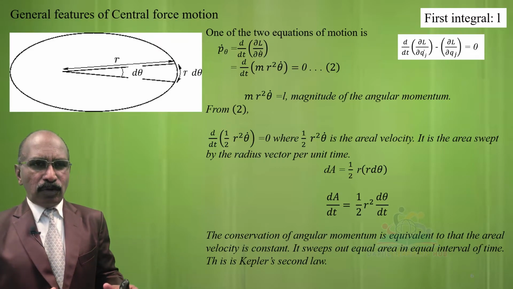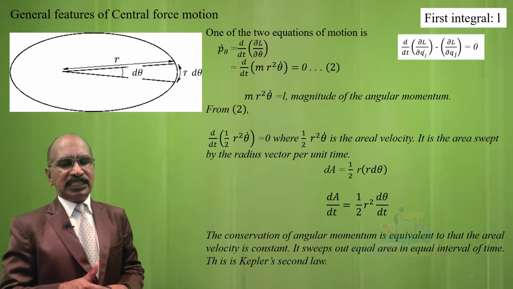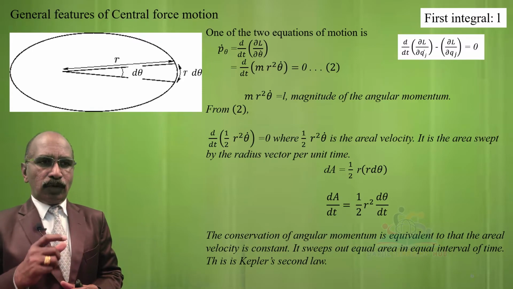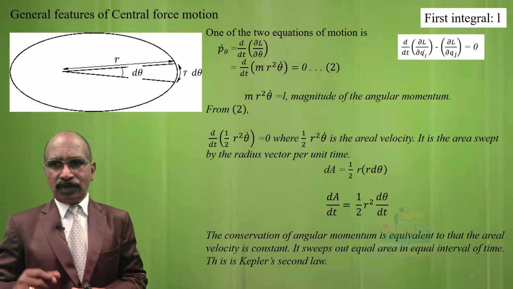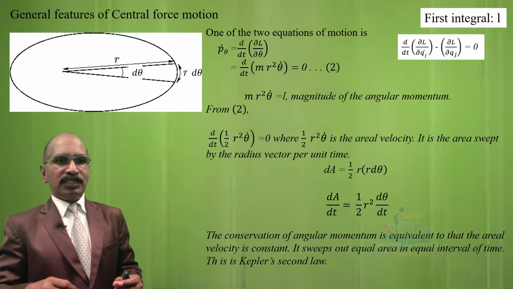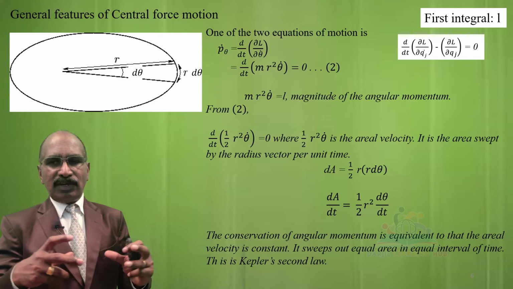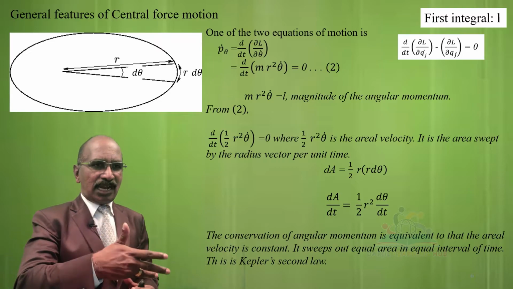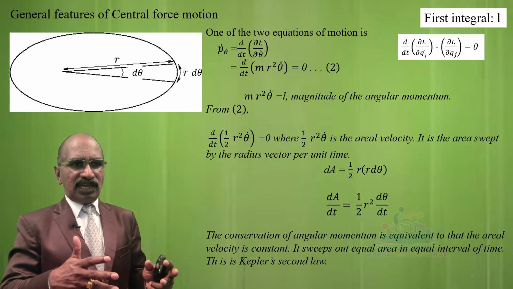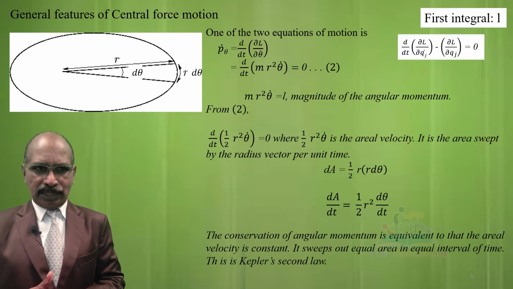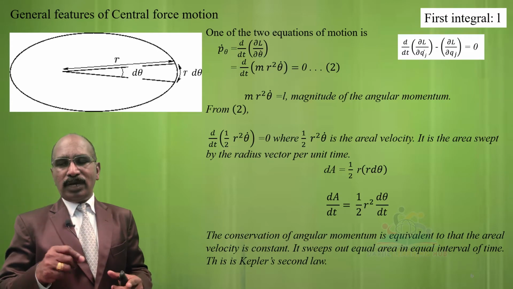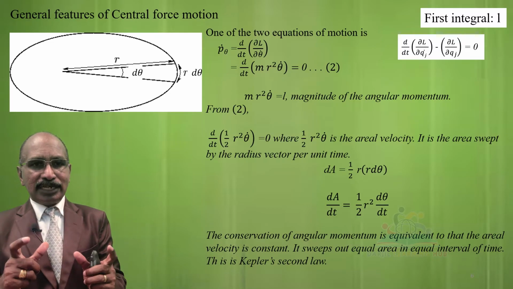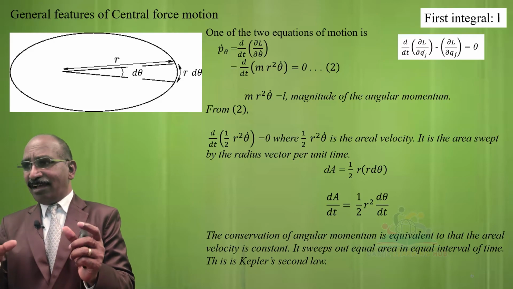Now we can go further from equation number 2: d by dt of m r square theta dot equal to 0. Now this could be written as d by dt of 1 by 2 r square theta dot also equal to 0. We have added 1 by 2 because, when you add this, that will give you the aerial velocity. That's why we have added it, because it's a constant quantity. So differentiation of 1 by 2 r square theta dot should be equal to 0. That means 1 by 2 r square theta dot must be a constant quantity, and that constant quantity is called the area.